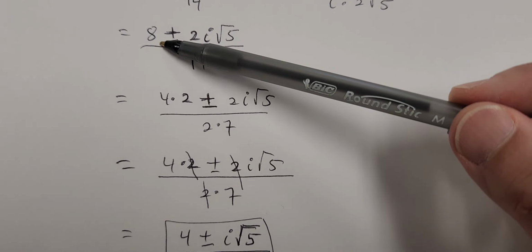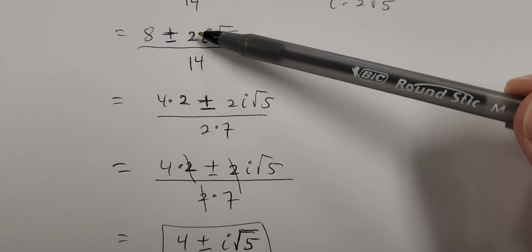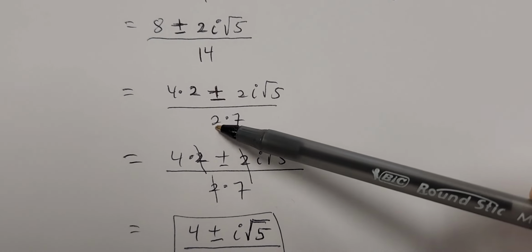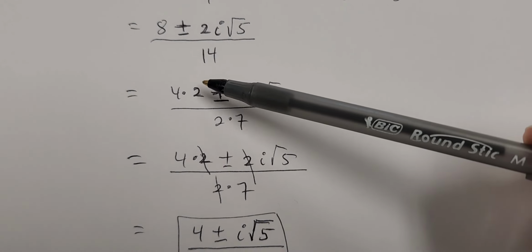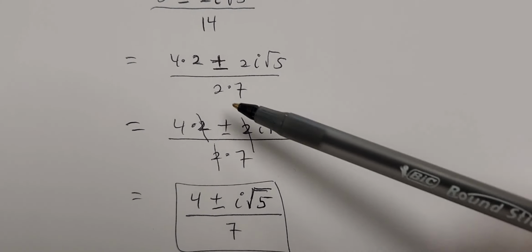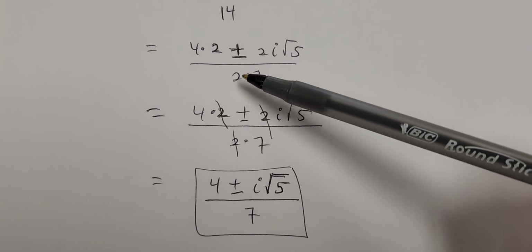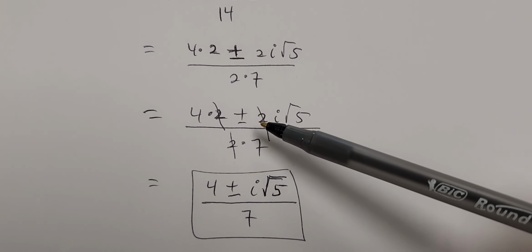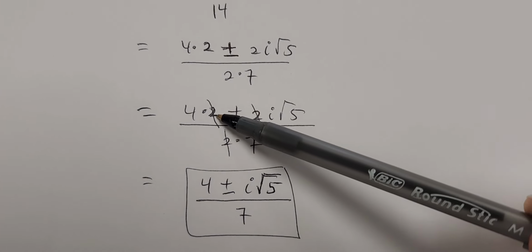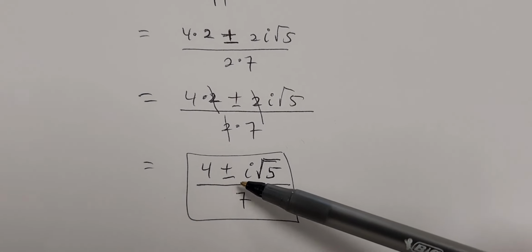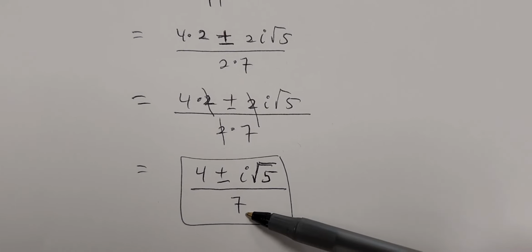One more time. 8 is 4 times 2. 2i square root 5, I just bring it down. This 14 is 2 times 7. And here I have a 2, another 2, and another 2, so there are 3. I can get rid of all these 2's. And all I have left is just 4 plus or minus i square root 5 all over 7.